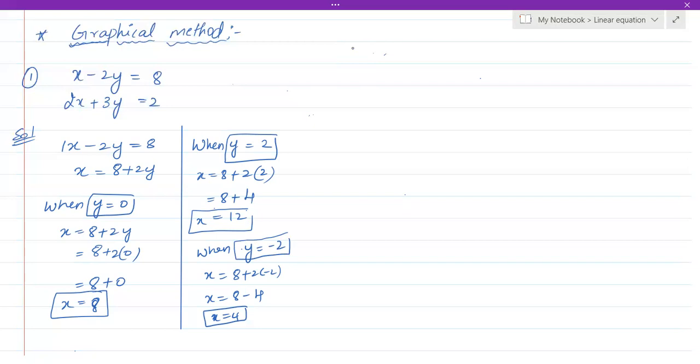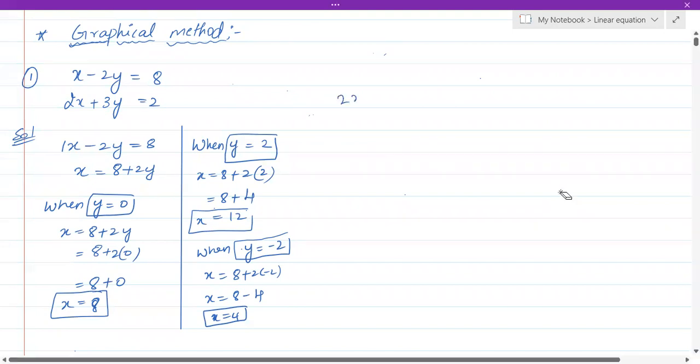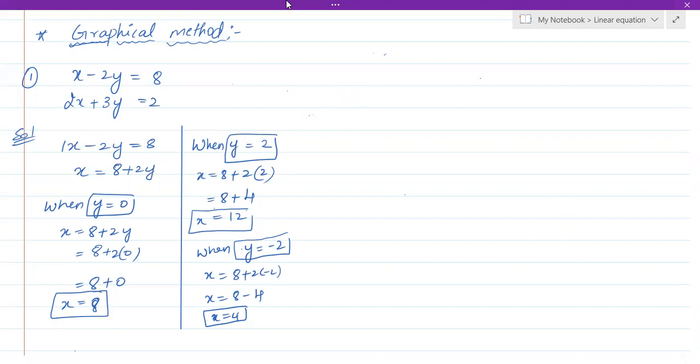We have to do the exact same procedure for the second equation. Similarly, let's take the second equation, 2x plus 3y is equal to 2. Let me draw a line.